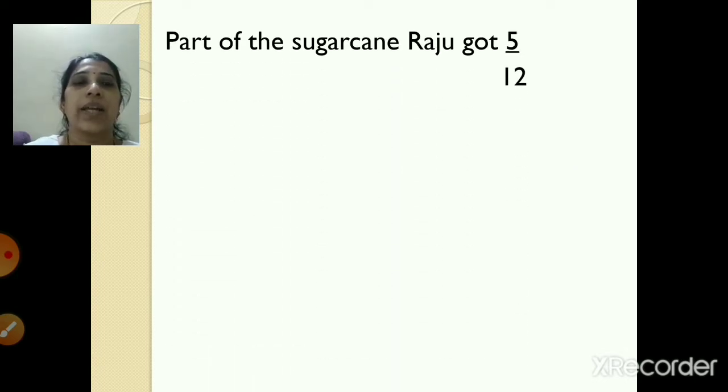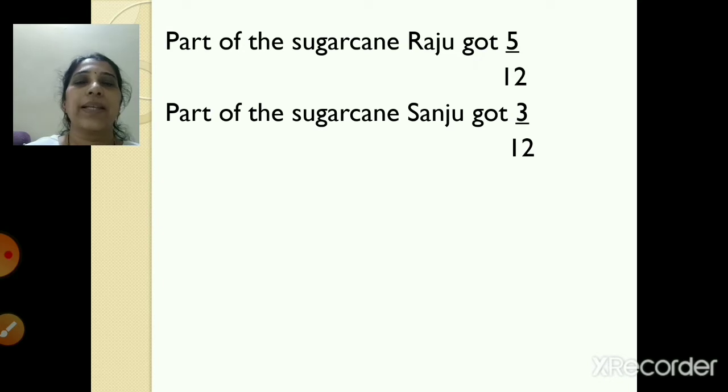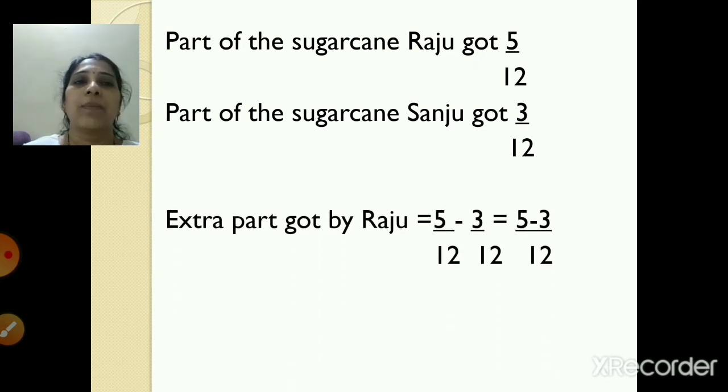Part of the sugarcane Raju got is 5 upon 12. Part of the sugarcane Sanju got is 3 upon 12. So extra part got by Raju is equal to 5 upon 12 minus 3 upon 12. So what we are doing, we are keeping the denominator common and writing 5 minus 3 upon 12, right? So what do you get? 5 minus 3 is 2.